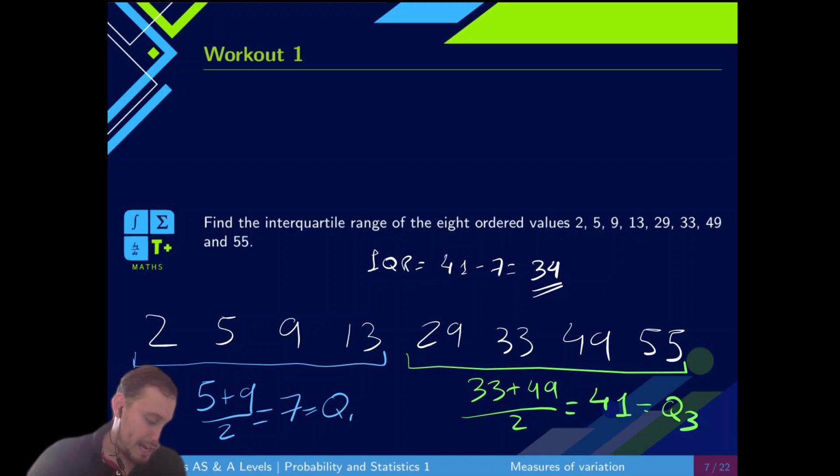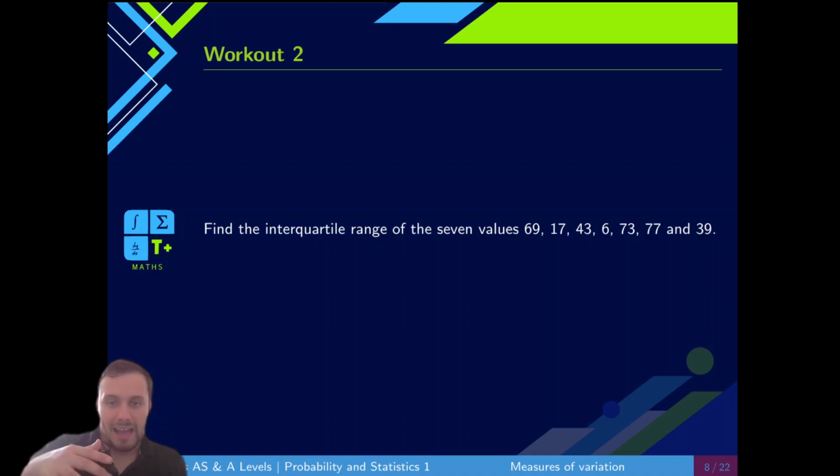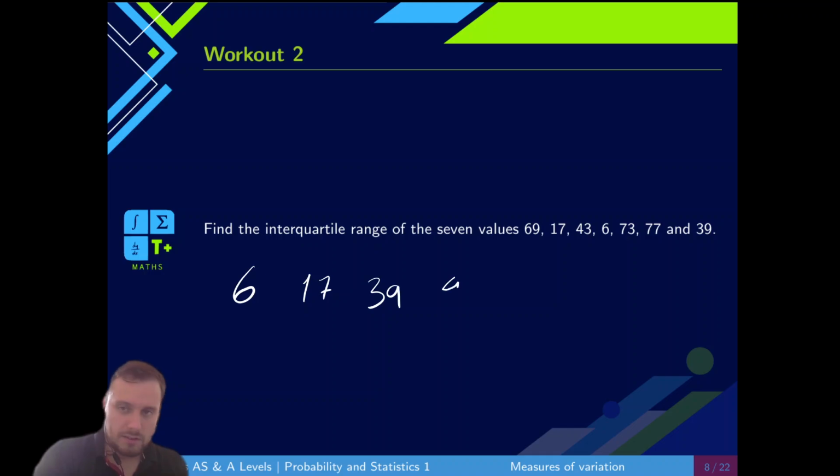Another example now, with an odd number of values, so that we can see what I was telling you about the discarding. We first need to order these in ascending order. So we will take first the 6, then we will have the 17, then the 39, 43, 69. Then we will have a 73 and a 77.